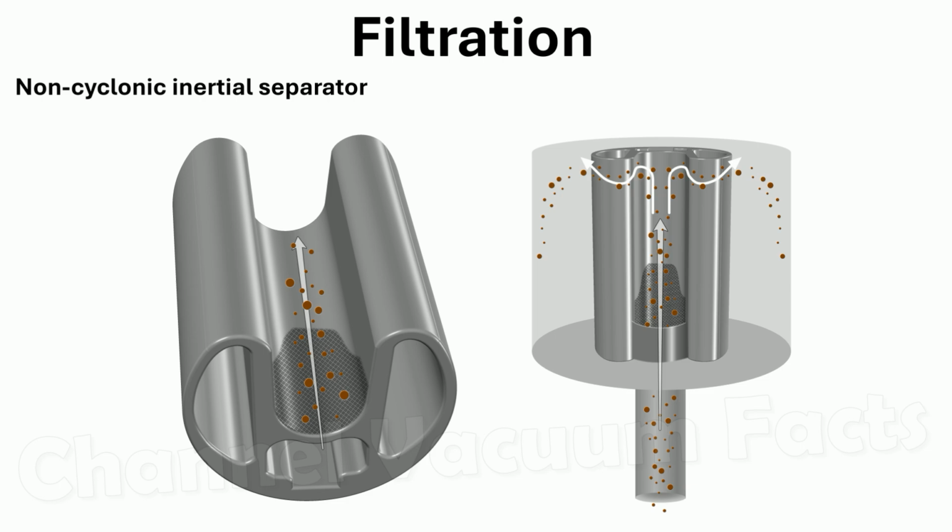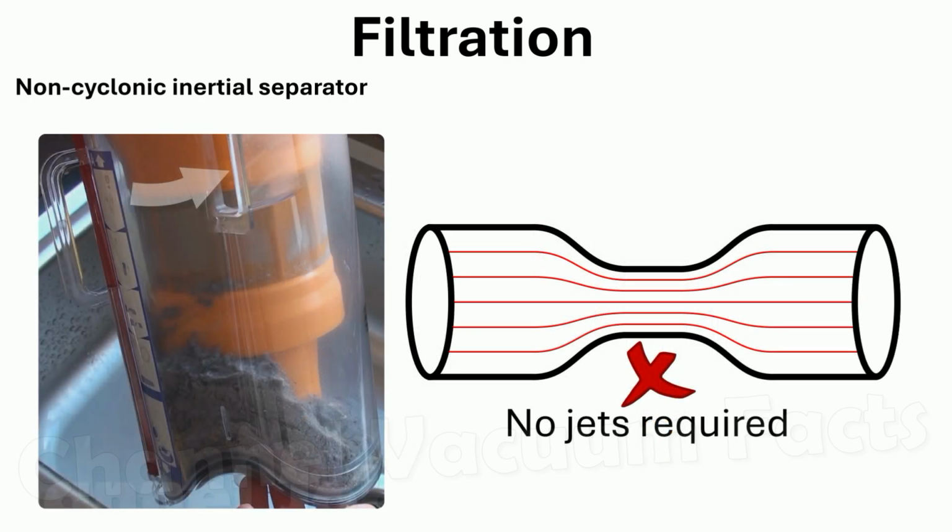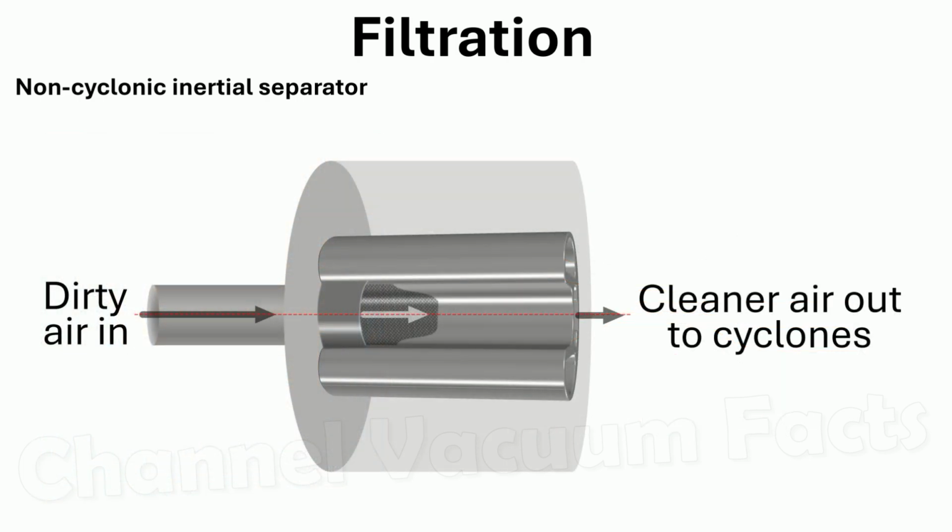A separator of this design has several advantages. It doesn't require enhancing the airspeed in the form of jets to create high centrifugal forces, avoiding cyclonic pressure losses and therefore consuming less energy, which helps with battery life. The air flows in a straight line across the bin with little turning, which also helps reduce energy losses, following Newton's laws.